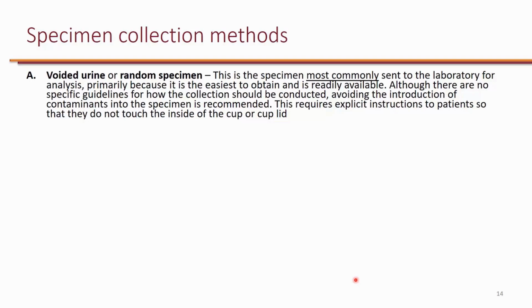So voided urine or random specimen. This is basically the most commonly used method by most labs. A cup is given to the patient and they urinate in it. It's very important for the patient to not contaminate the sample, so it's important for them to not touch it. As you can imagine, as the urine is coming out, it could pick up bacteria from the skin. So it's possible that it could be contaminated, but this is easy and most commonly used.